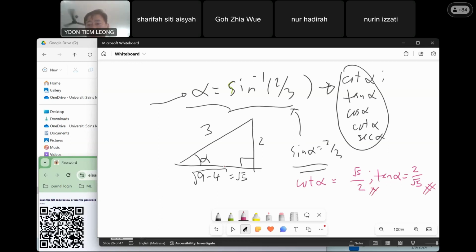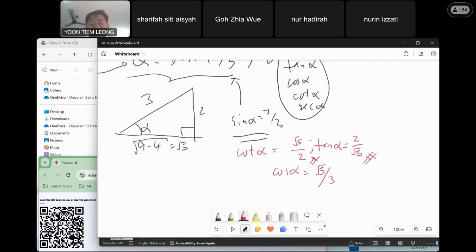How about cos of alpha? It is then just the adjacent to alpha, which is square root of 5 over the hypotenuse. Then once you have done that, you can easily write down secant. Secant of alpha by definition is 1 over cos of alpha, which is then square root of 5 over 3.